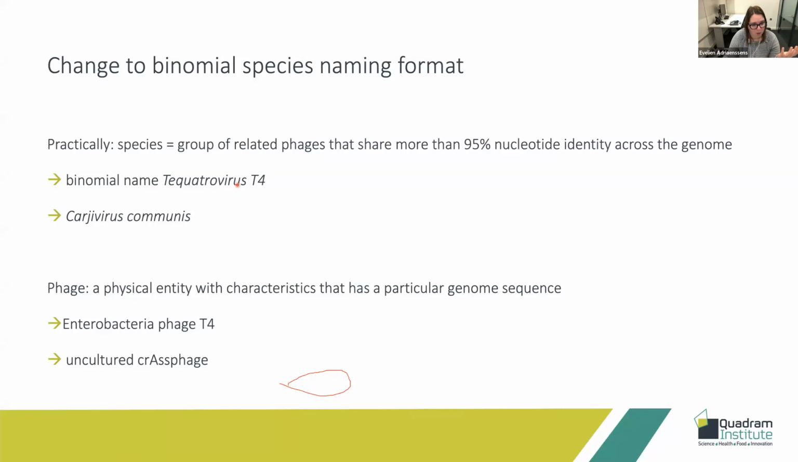Some taxonomy proposal authors choose to go for Latinized binomials, and this was the case for the Crassvirales study group. One of their phages, the phage name was uncultured crAssphage, because it was assembled as a genome from metagenomes, and it was assigned to the species Cargivirus communis. And this is what it looks like, and how to write it.